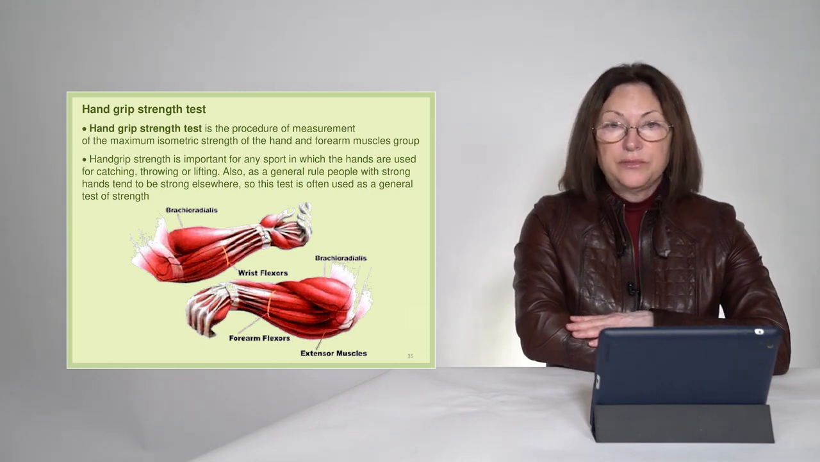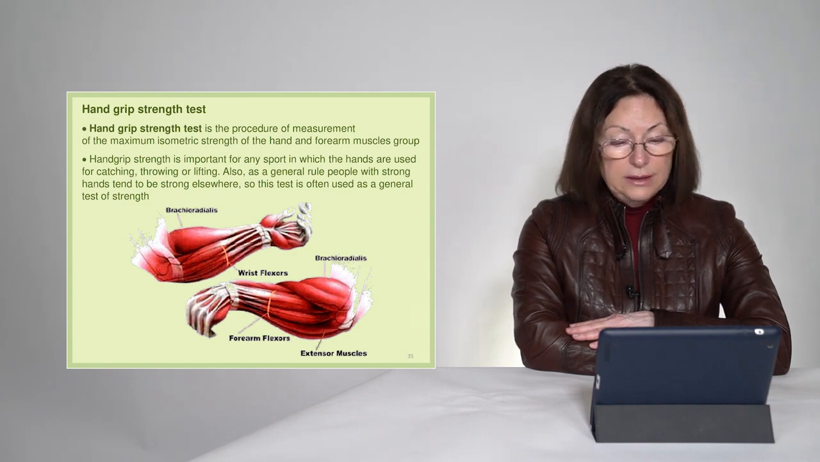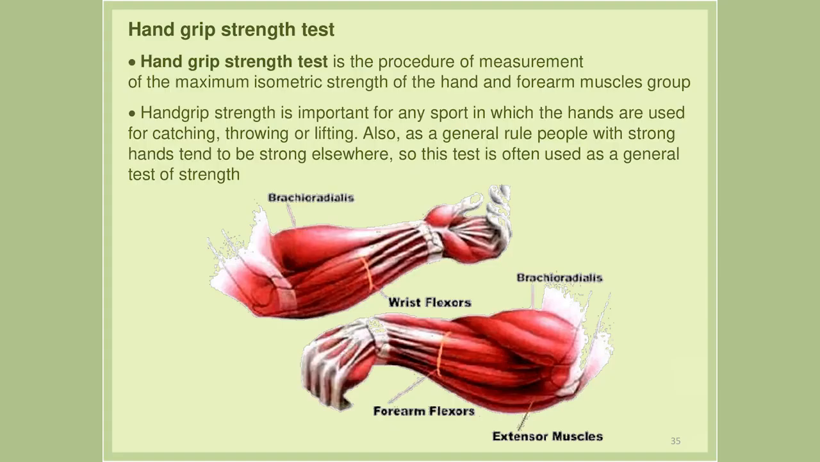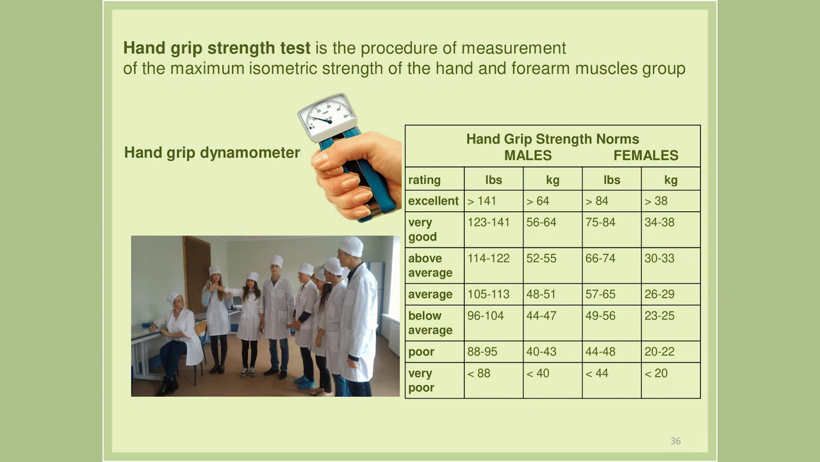Hand grip strength test is a kind of dynamometry. That is the physics method of direct mechanical force measurement. It is the procedure of measurement of the maximum isometric strength of the hand and forearm muscle group. Hand grip strength is important for any sport in which the hands are used for catching, throwing or lifting. Also, as a general rule, people with strong hands tend to be strong elsewhere. So this test is often used as a general test of human strength. This slide illustrates this method, the hand grip strength test.